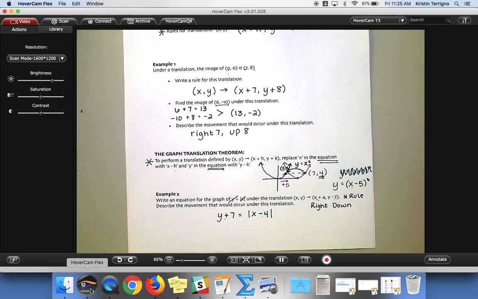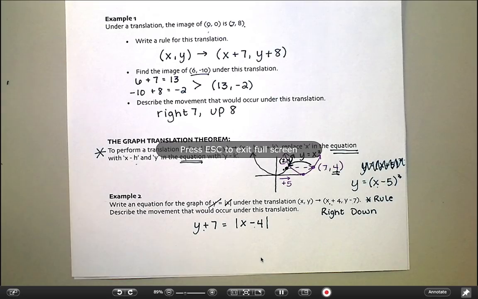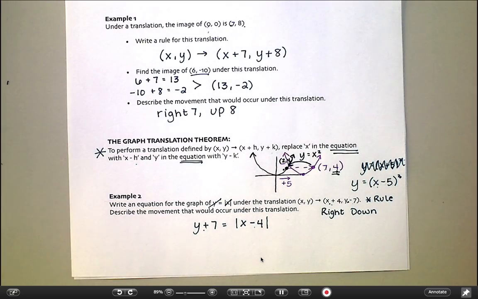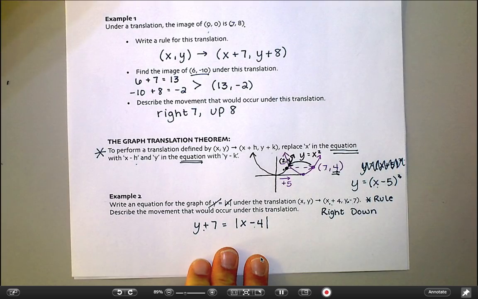So if you didn't believe me before about the opposite thing, about putting in a plus when you really want a minus and things like that, hopefully that convinced you. Let's keep going. We have a couple more examples here.